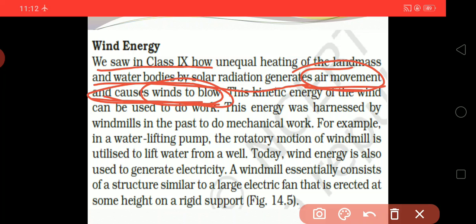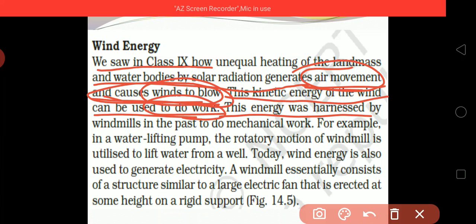Okay, and this kinetic energy of wind can be used. Just now we have talked about the kinetic energy of wind: when wind blows, that is its own kinetic energy. That kinetic energy is used to do work, and this energy was harnessed by windmills in the past to do mechanical work. For doing mechanical work this energy will be used.